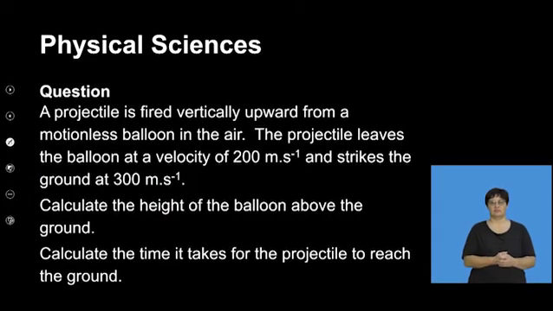A projectile is fired vertically upward from a motionless balloon in the air. So that's quite important. The projectile leaves the balloon at a velocity of 200, so that's my initial, and strikes the ground at 300, so that's final. Calculate the height of the balloon above the ground, so that's the first question. Calculate the time it takes for the projectile to reach the ground.